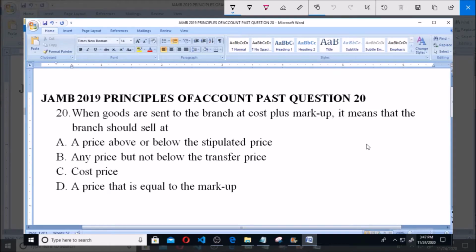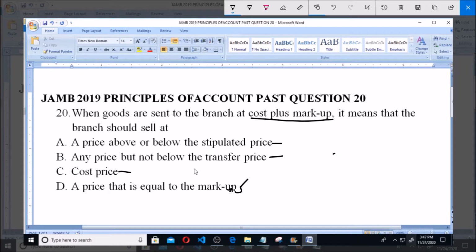Jamb 2019 Principal Accounts. Past question number 20. When goods are sent to the branch at cost plus, it means that the branch should sell at: option A says a price above or below the stipulated price. Option B says at any price but not below the transfer price. Option C says cost price. Option D says a price that is equal to the markup.